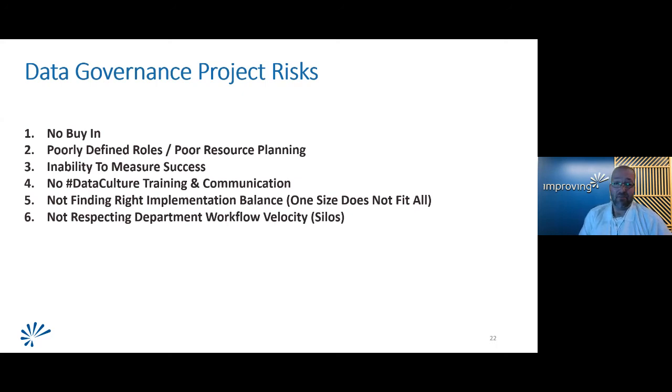So, find out what that path looks like. Let's see, we've already talked about not respecting workflow velocities. But yeah, so a lot of risks here that can really create a nice shaky start to a data governance initiative.